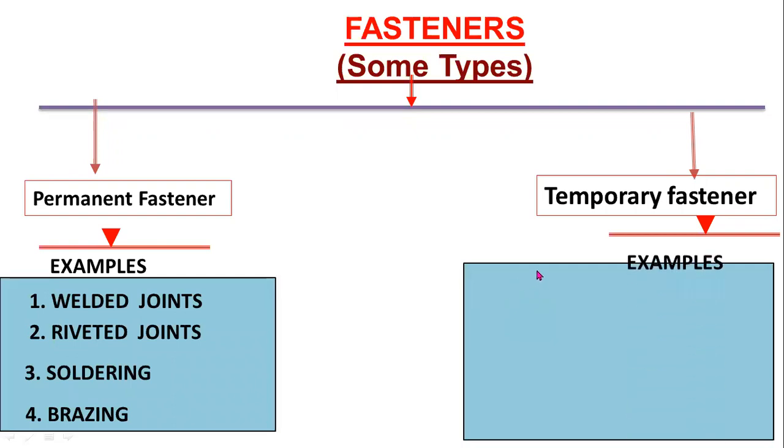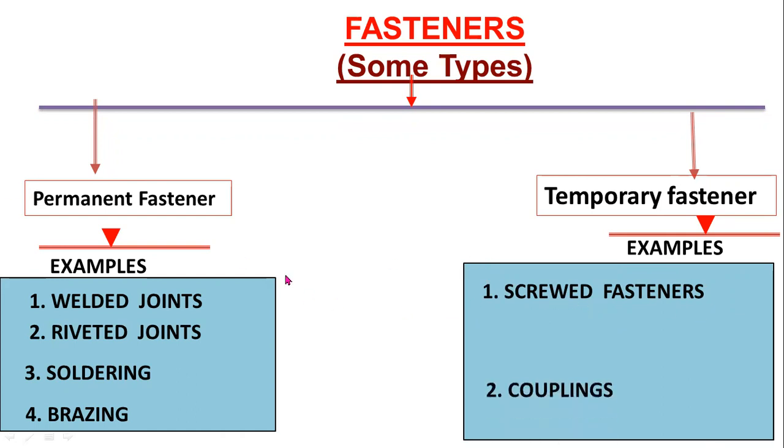The following are some examples for temporary fasteners. First one is screwed fasteners, like bolts, nuts, studs. Then couplings, for example, sleeve or muff coupling, split muff coupling, flange coupling, bushed pin flexible couplings, universal couplings, Oldham couplings.